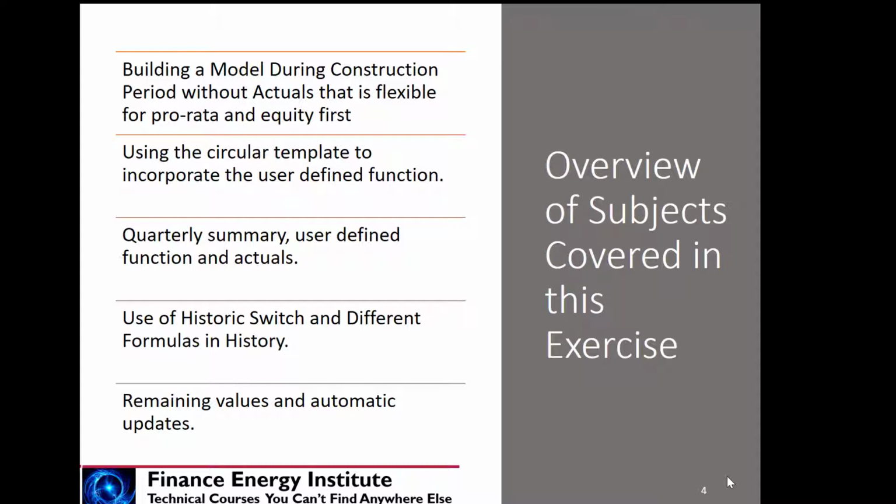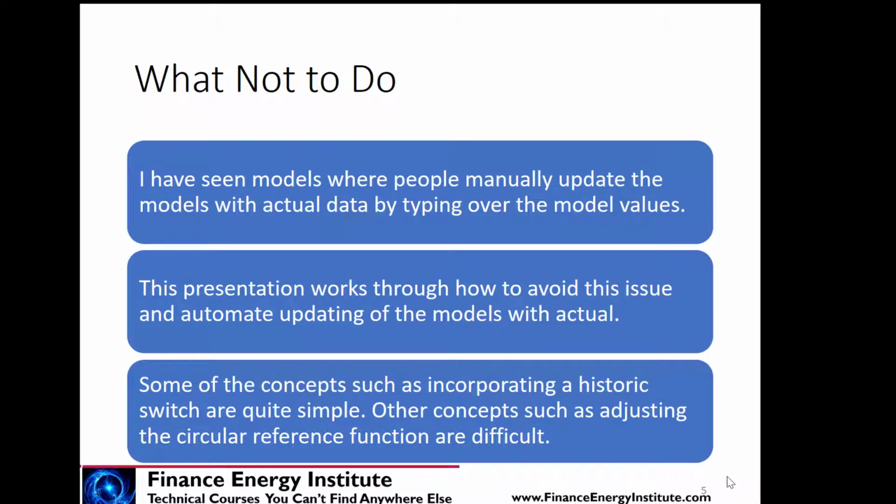We're going to talk about building a model and using circular references and getting quarterly statements from monthly statements, and most importantly, how to use a historic switch. So if you're building a nuclear plant, say for 100 months, and in the middle of it you have some actual financial statements with actual debt, actual work in progress, and all that, how do you put those into the model so you reflect both the actuals and the forecast?